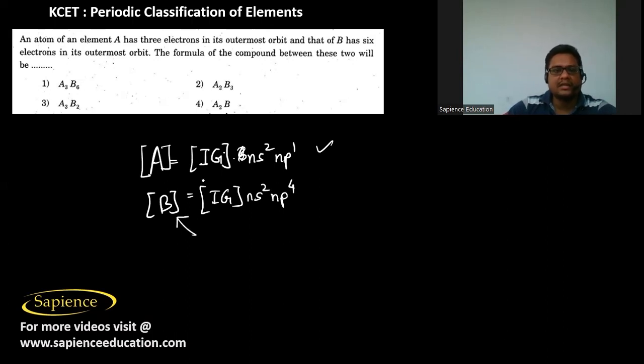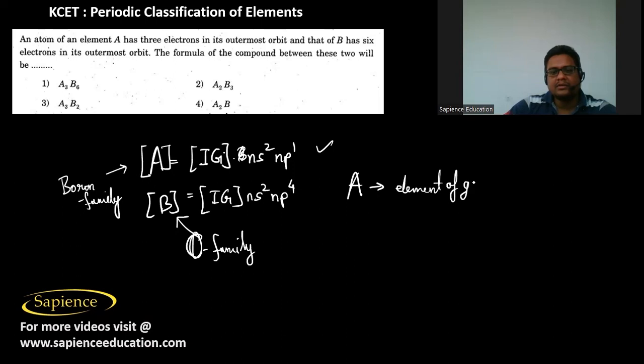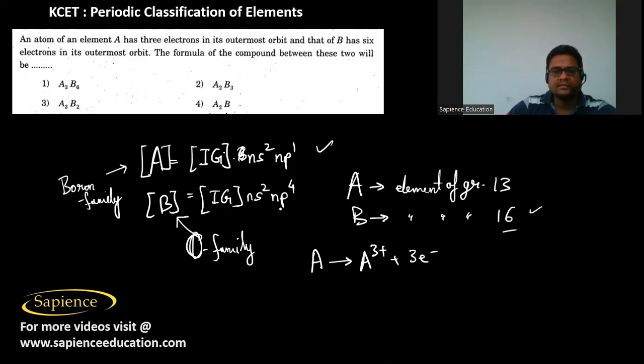So the atom B is in the carbon family, no, it is in the oxygen family, and A is in the boron family. It means that A is an element of group number 13, and B is an element of group number 16. So A can go to A3 plus state by giving out 3 electrons, and B can go to B2 minus ion by accepting 2 electrons.